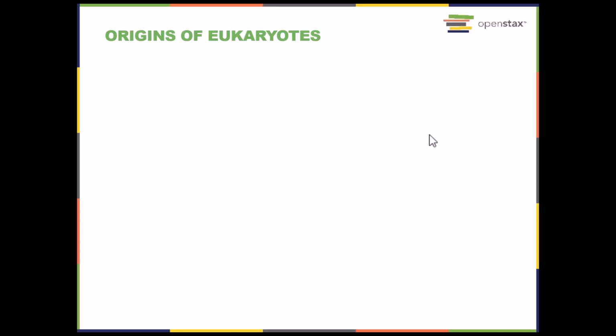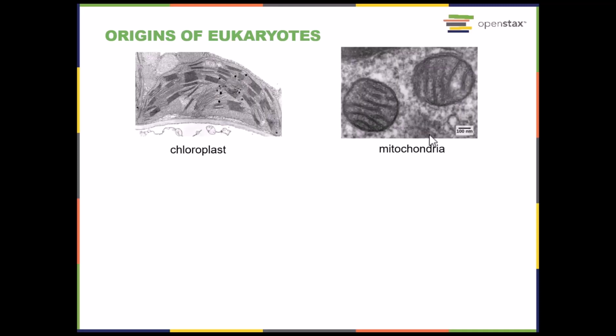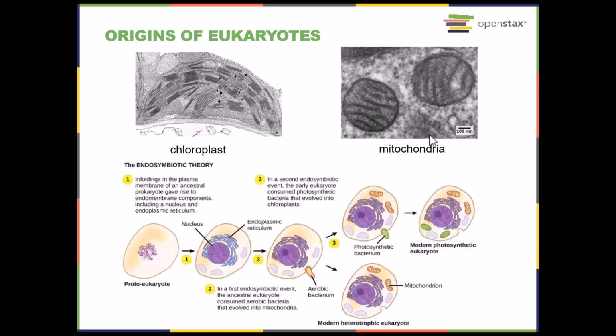Where did they come from? Now remember, one of the things that we find in eukaryotes is that membrane around the nucleus. We also have other organelles that have membranes around them. Two of the really important ones are chloroplasts and mitochondria, because these are the energy harvesting organelles inside of cells. Chloroplasts perform photosynthesis. Mitochondria perform aerobic cellular respiration. How did they arise? This is known as the endosymbiotic theory.